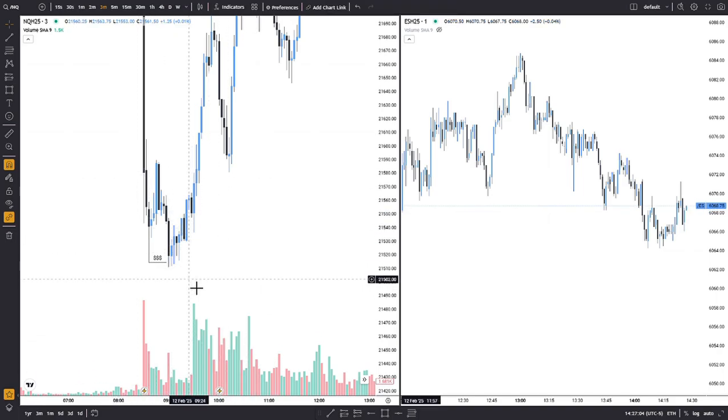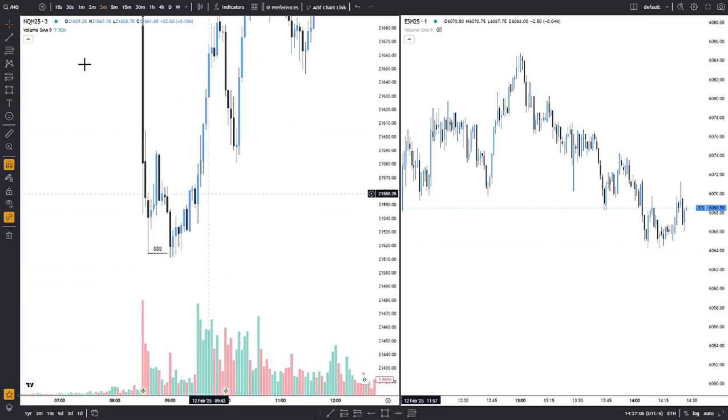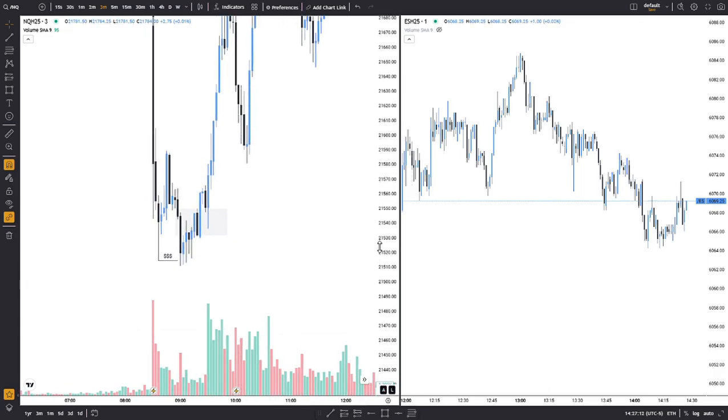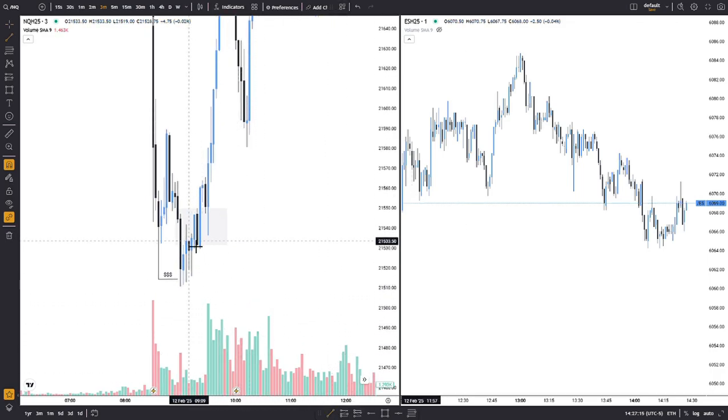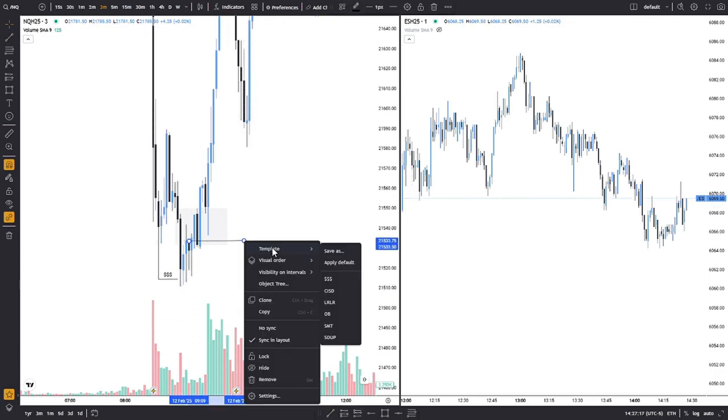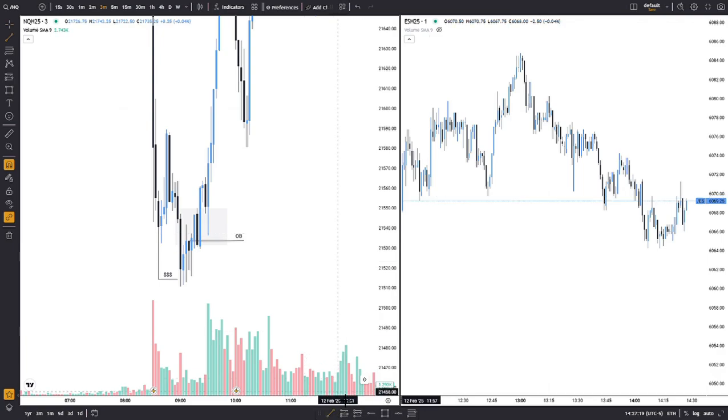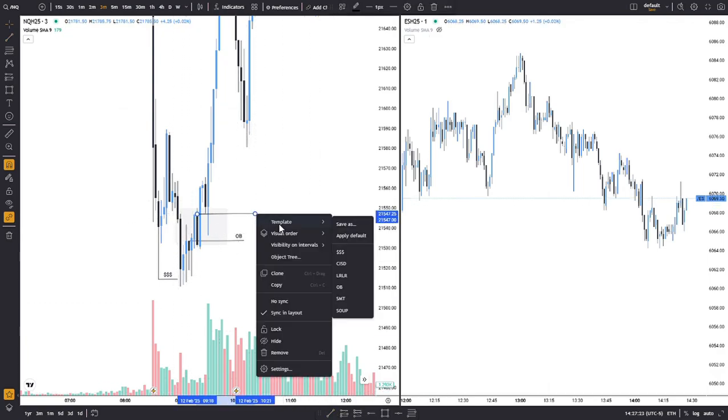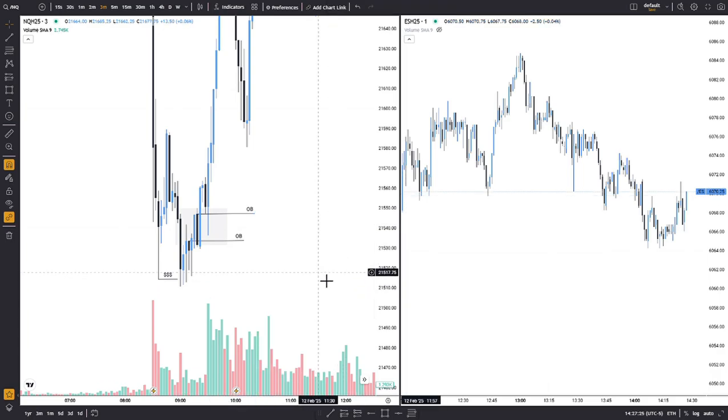We had a manipulation leg, and then we had this 3 minutes that isn't a singular FVG, but it's really decent. Why? Because here we have an order block, and here we have another order block that closed at the same time as the entry. So order block plus order block makes a propulsion block that has a high probability to go even higher.